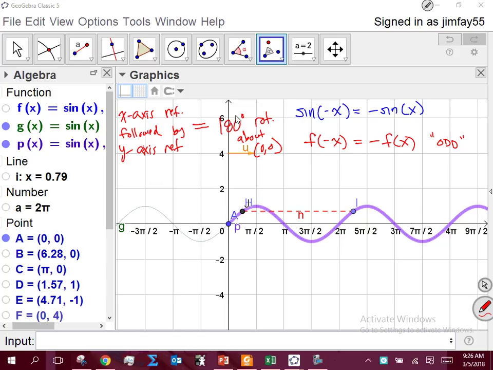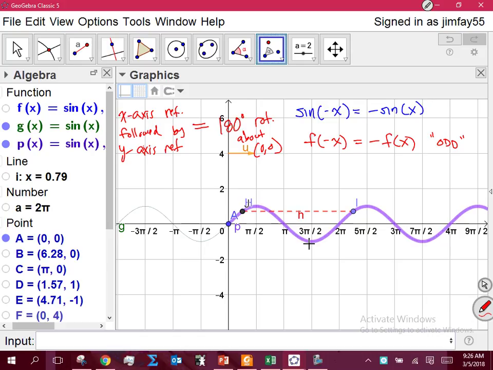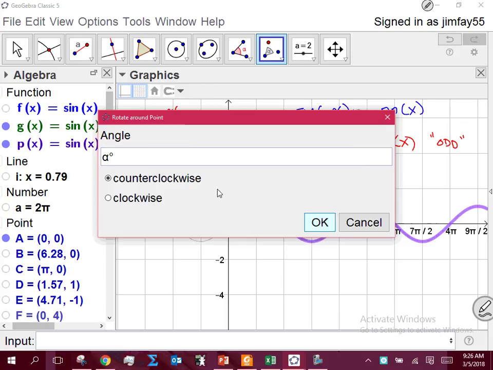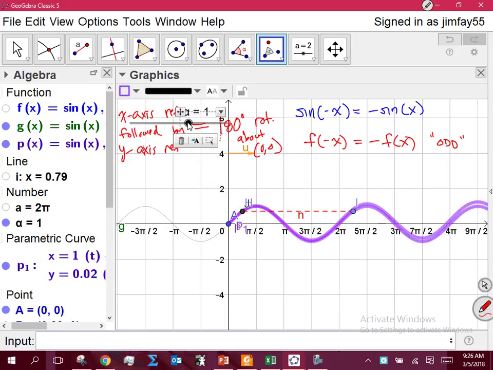Okay, so let's do that. Let's take this curve. We'll rotate it about A. We'll do it for alpha. Doesn't matter where you go, clockwise or counterclockwise. We'll take alpha and try to get rid of some of this stuff.